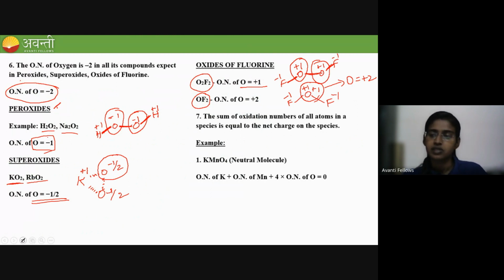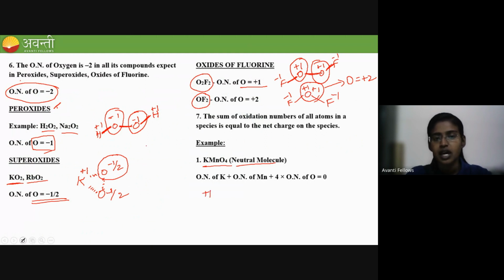Is that okay? Yeah, coming to the 7th last point of these rules: the sum of oxidation number of all atoms in a species is equal to the net charge on the species. Suppose here you see KMnO4 is taken as an example. We are calling this molecule neutral. Why is it called a neutral molecule? So add all the charges. Potassium is a group 1 element, so it will be +1. Okay, potassium will have +1 charge.